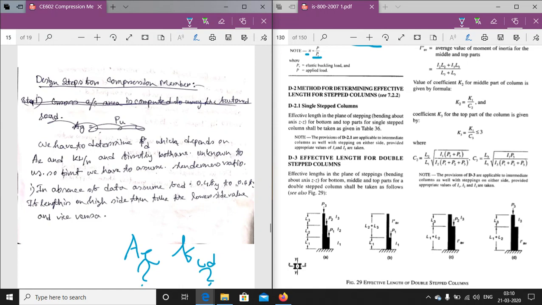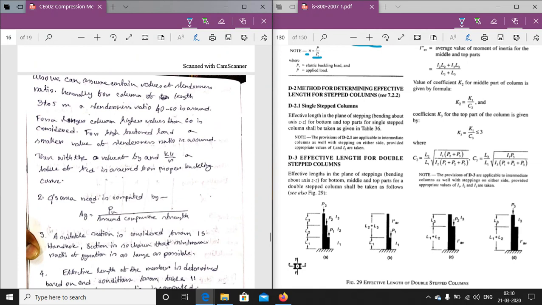So we have to assume some value of fcd. There are two ways. In the absence of any data, assume fcd equal to 0.4 fy to 0.65 fy. In between that, if the length is on the higher side, assume a smaller value, and if the length is on the lower side, assume a higher value. Okay, this is the first procedure.